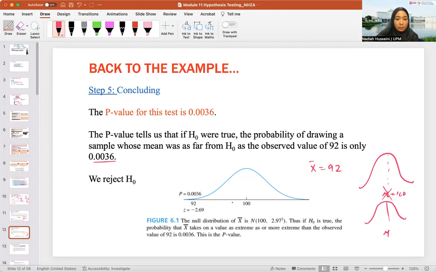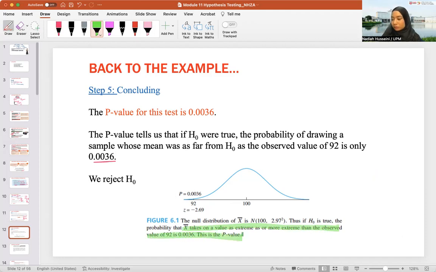So this is what they mean when the probability is too small. If that makes sense to you. If not, just go with this. Okay, so we reject the H0. So this is the distribution, and 92, the minus 2.69 z-score, is over here, and it represents the probability of 0.0036, very, very unlikely to happen. So if H0 is true, the probability that X takes on a value, yeah, the same thing that I said just now.